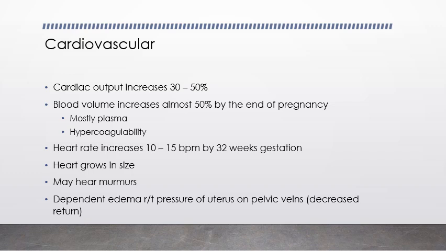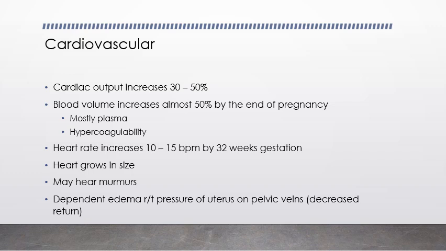They are more prone to have blood clots than women that are not pregnant. Heart rate increases. The heart actually does grow in size, and sometimes women develop heart murmurs during pregnancy that resolve after the pregnancy. There's also some dependent edema, meaning swelling of the lower legs, the ankles.